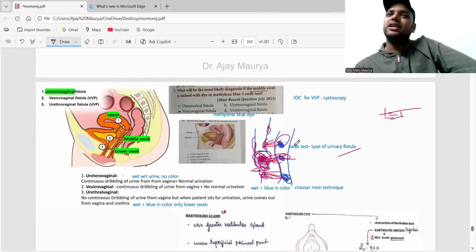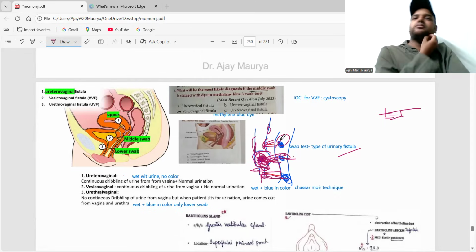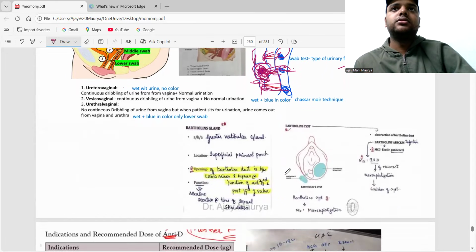If there is color change, then it will be middle or lower. If there are no changes, it will be your upper. Okay, done.